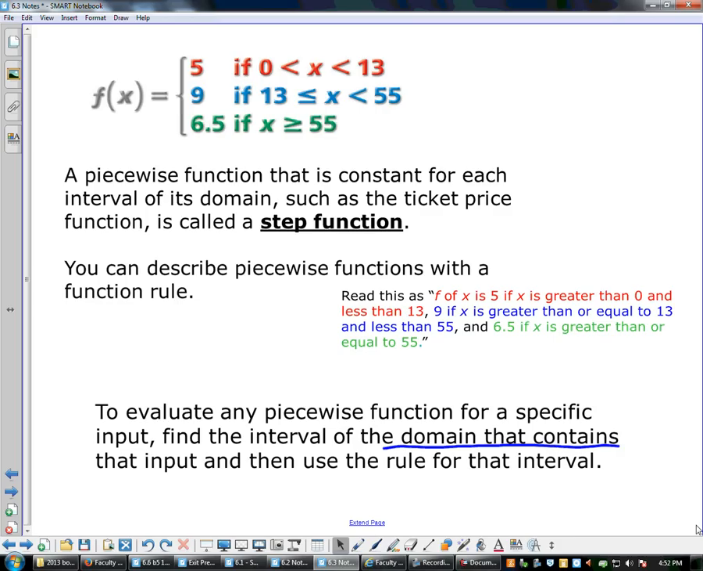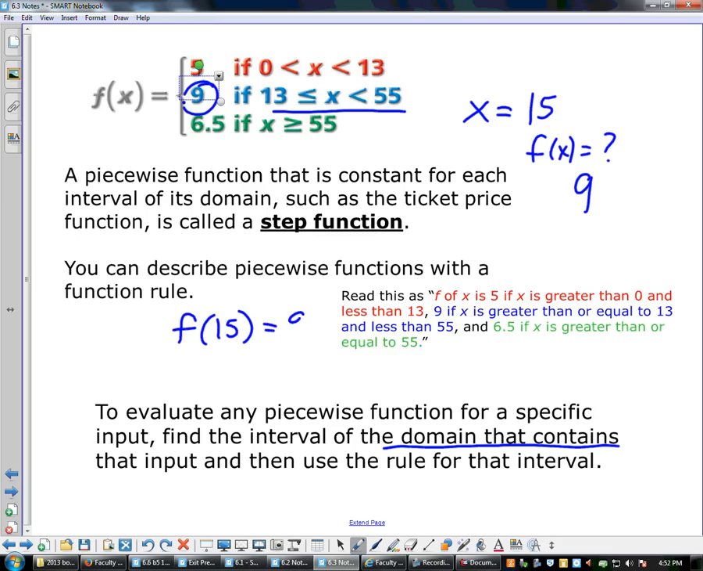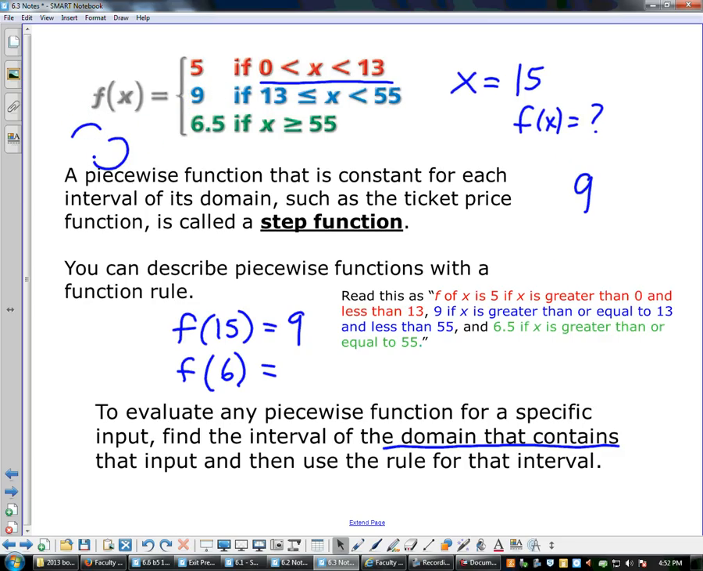So for this example here, let's say if I wanted to know when x is 15, what is f of x? Well, I would notice that 15 falls within this domain between 13 and 55. So I would use whatever this rule is. So in that case, this would equal 9. Okay, so f of 15 is equal to 9. What about something like f of 6? What's f of 6 going to be? Well, what rule would that go with? That looks like it's going to go with the top one between 0 and 13. So I would use that top rule. So f of 6 would equal 5.